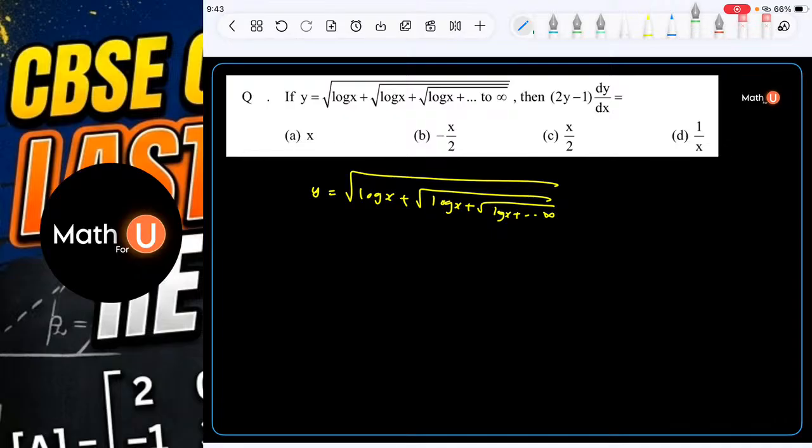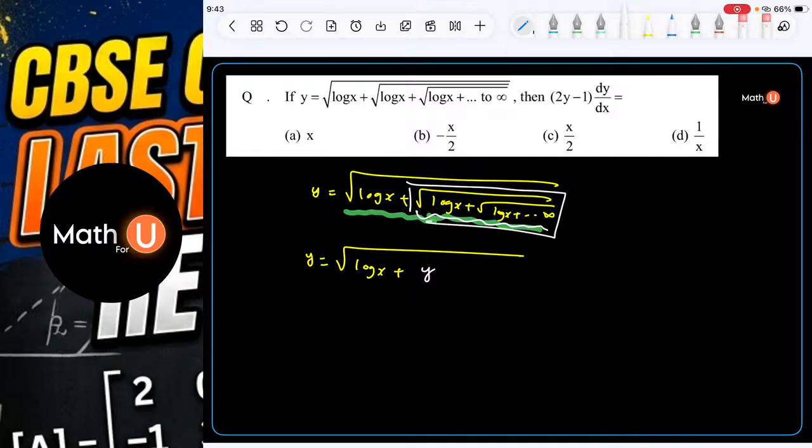It is repeating again and again. If you observe, the same thing, square root of log x plus square root of the same thing, is repeating again and again. What I will do here is let y equal square root of log x. In place of this I will replace y, because it is the same thing.